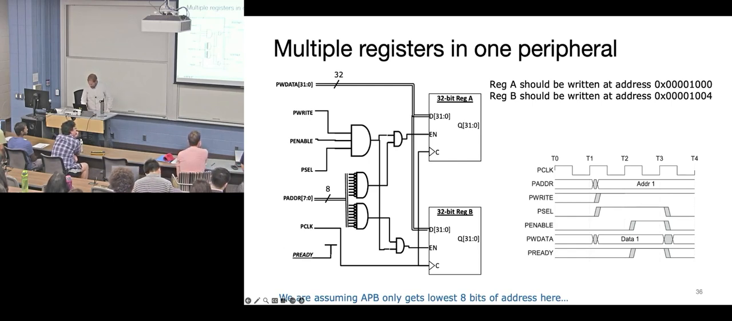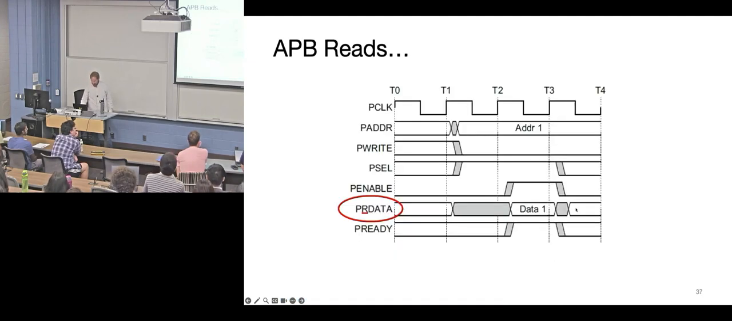I don't think we're going to get to our second example, but you guys had lots of good questions, so that's fine. I will talk a little bit about P-read data. So this is the opposite way. Here, the address has been instantiated. It's told that it's a read, not a write. The peripheral has been selected. All that data has been instantiated.